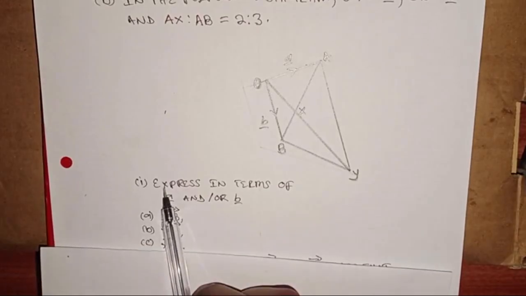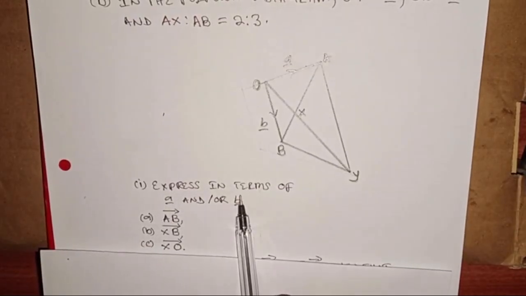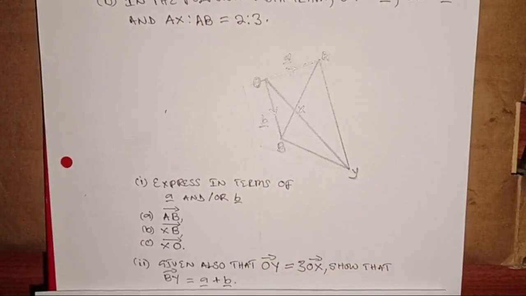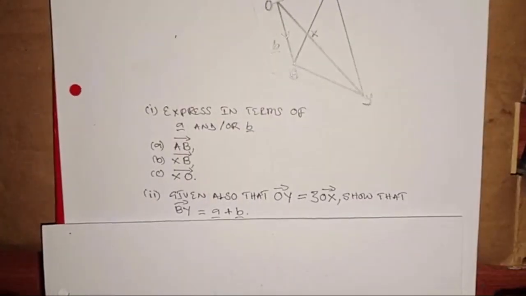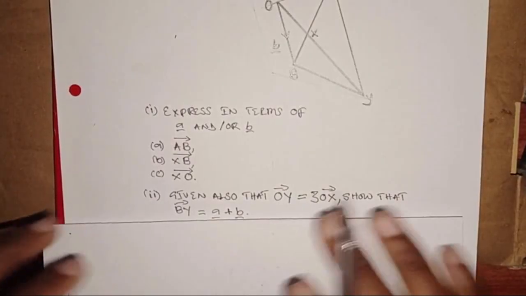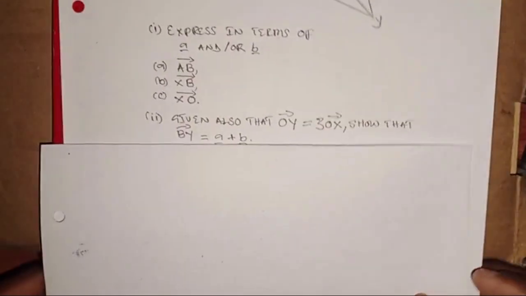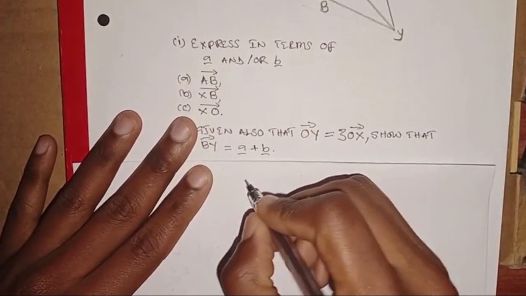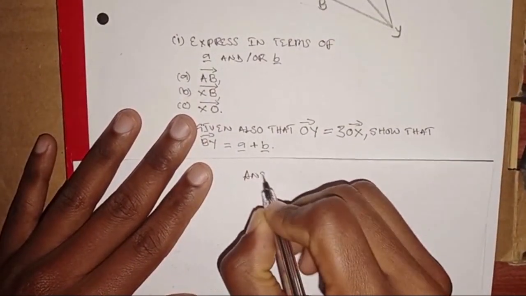So we are told to do what? Express in terms of A and or B. And these are the questions that we are going to solve all together. So without wasting any of your valuable time, let us answer the questions. I'm just going to indicate answers.